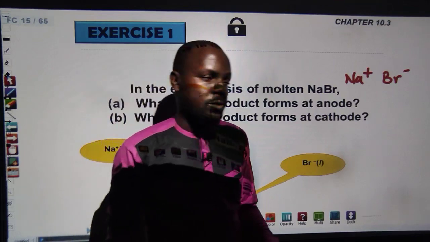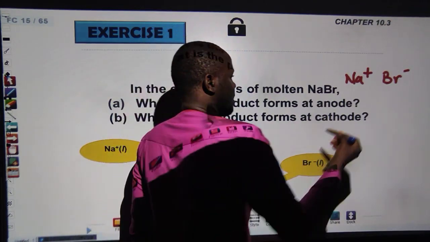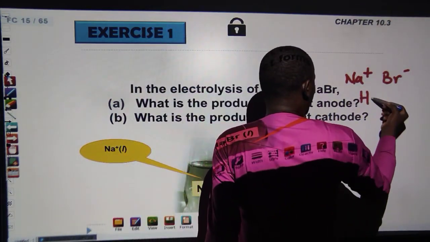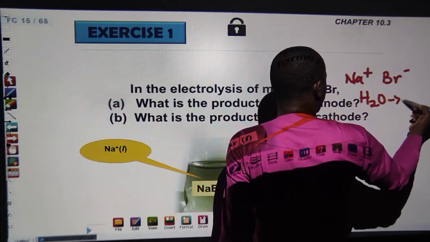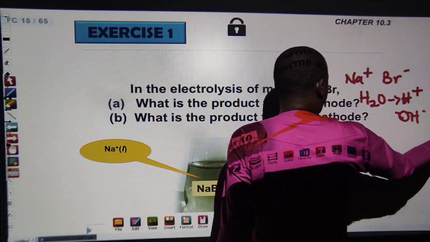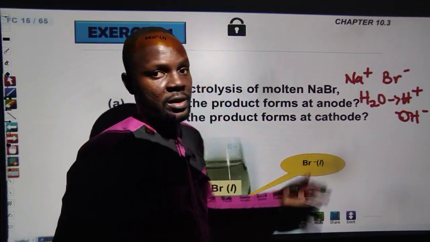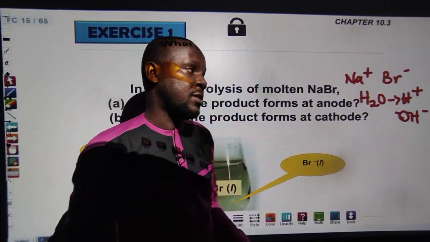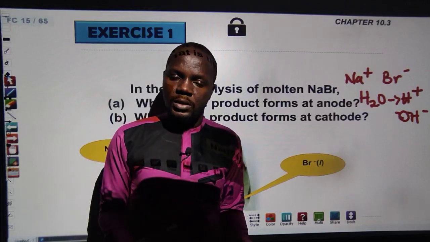Because it is molten, there's also water. Water is H2O, which we also ionize to H plus and OH minus. This is the way we teach in junior classes so that it will be quite explicit and understandable for a beginner.